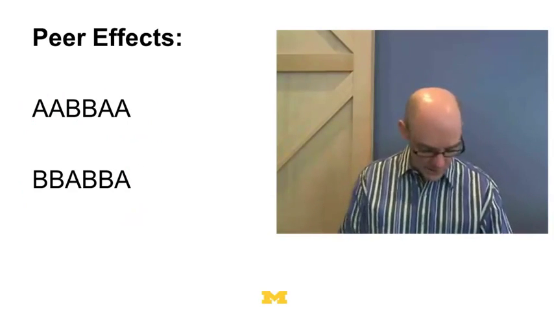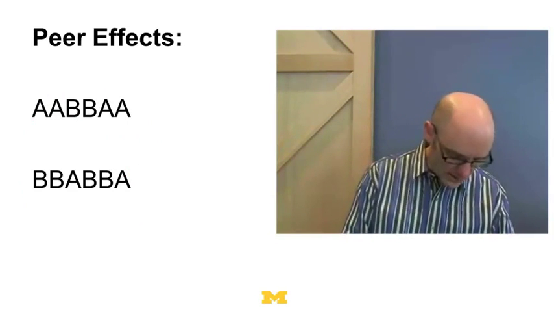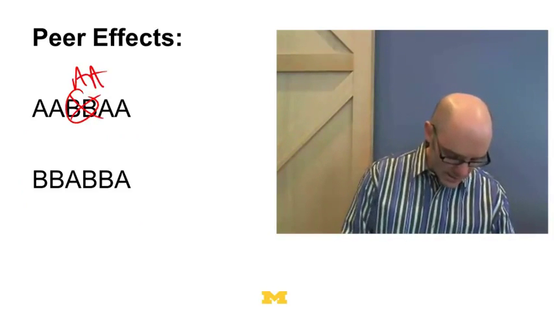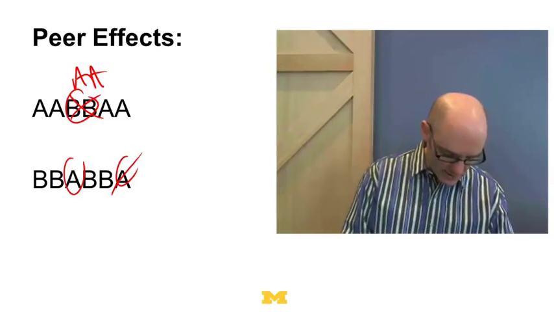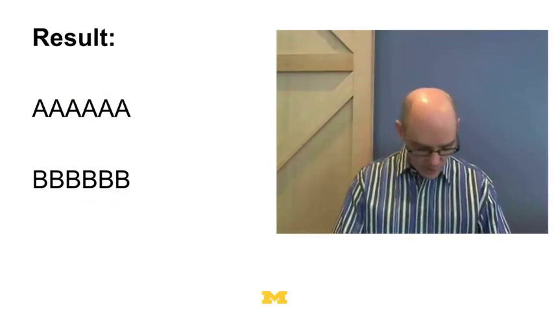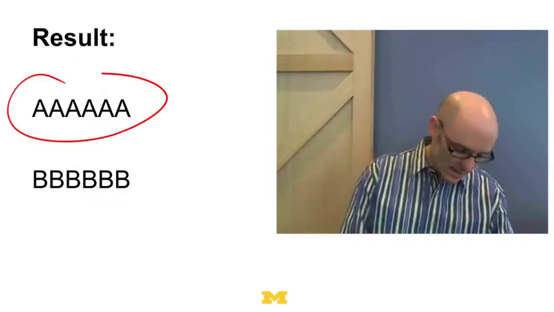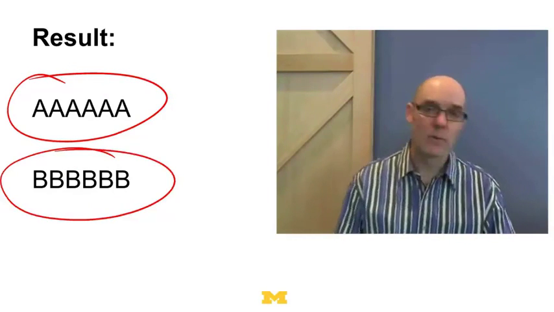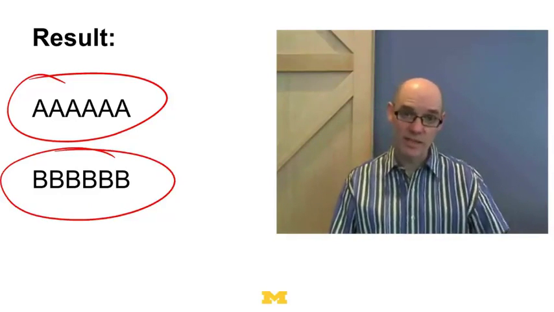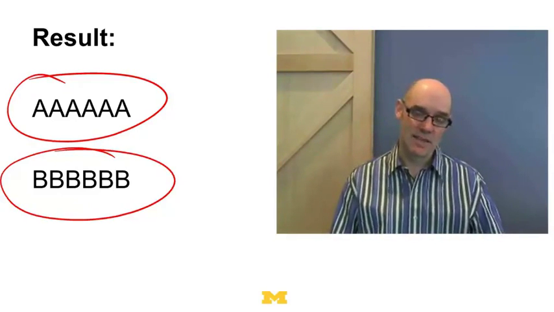Now let's think about what peer effects would look like. I've got 4 A's and 2 B's, and these B's would switch and become A's. Down here I've got 4 B's and 2 A's, and these A's would switch and become B's. So in either case, I'm going to get one group of all A's and one group of all B's. And I can't tell: did this happen because they sorted, or did this happen because there was peer effects?